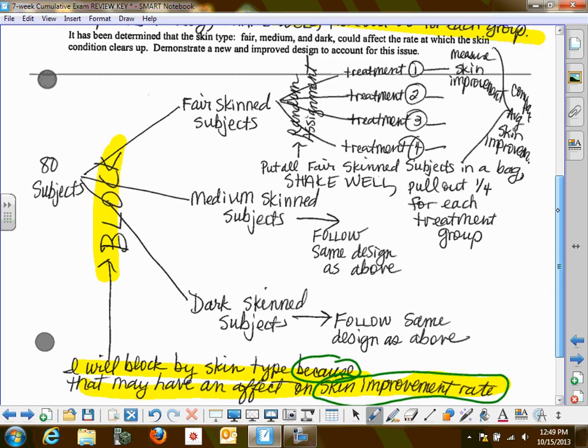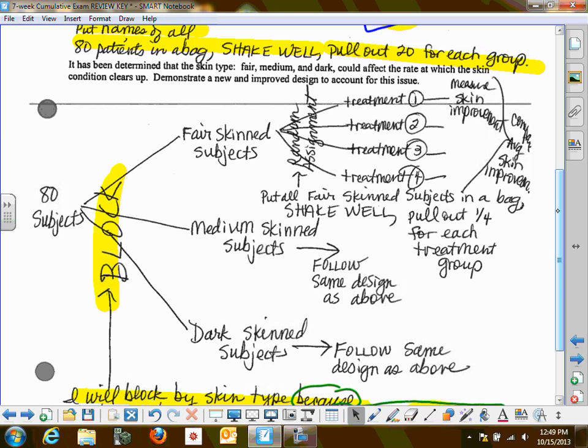All right. Now, after blocking, then you randomly assign. So when I have them in these 4 treatment groups, I have a question. Tell me about all the people in these treatment groups. They are all fair skinned. So I'm only comparing fair skinned people against fair skinned people, so their skin types are the same. And then measure the skin improvement and compare.